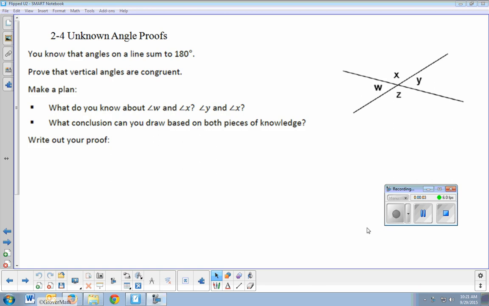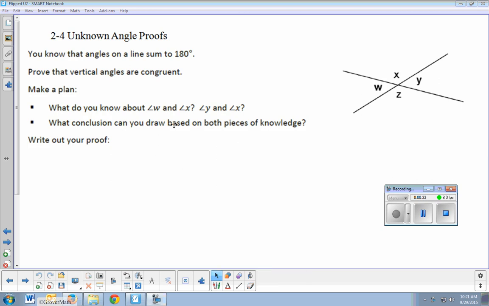Geometry, Unit 2, Section 4, Unknown Angle Proofs. This is really our first introduction into what proofs are, and this is a really important concept in geometry. You're going to be asked to prove things throughout the year, sometimes in what we call a statement-reason proof, which is kind of what we'll do today for triangle congruencies and things like that. But we're not there yet.